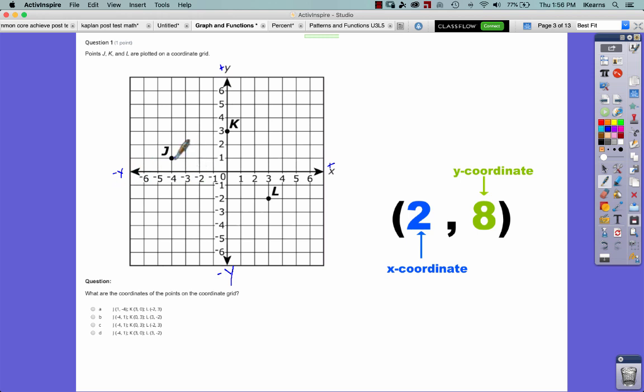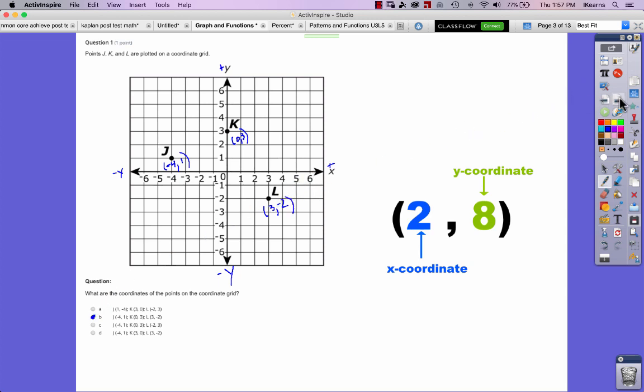If we take the very first one, J, you want to figure out the coordinates. It looks like it's going to be negative 4 and then positive 1. If you look down here, the only one that fits is B. Let's double check that that's the answer. Is K 0 and 3? Yes, the X coordinate is 0 and it does go up 3. Is L 3 and negative 2? Yes, it goes over 3 and down 2, so 3, negative 2. Our answer here is B.